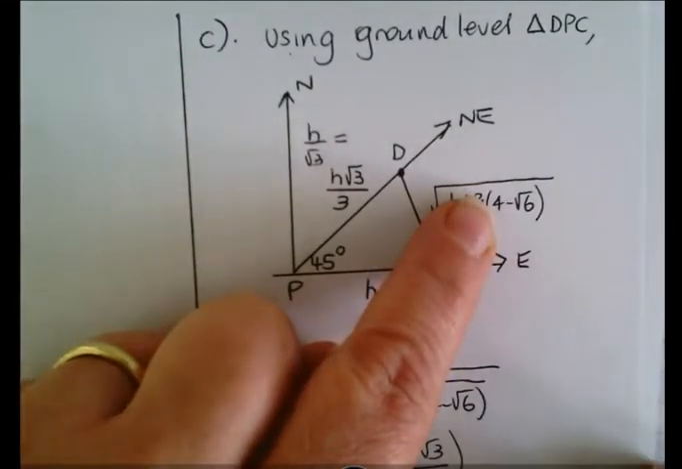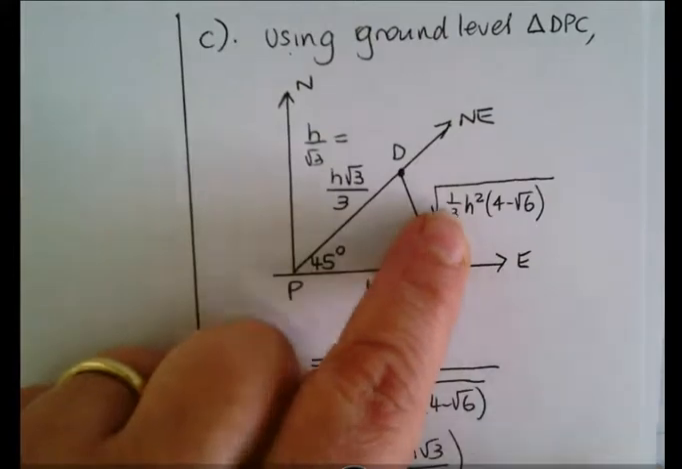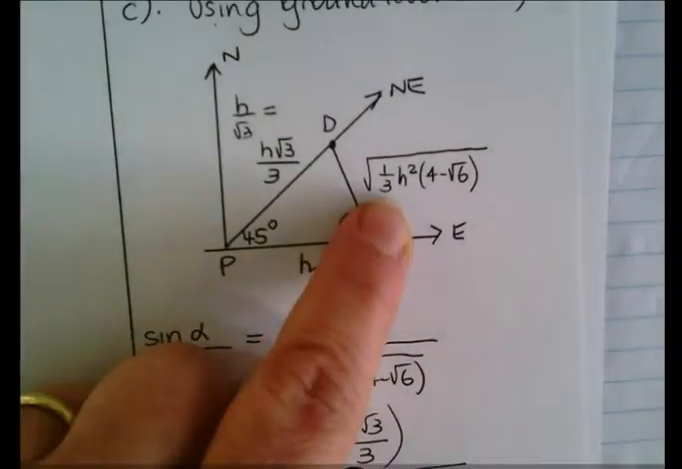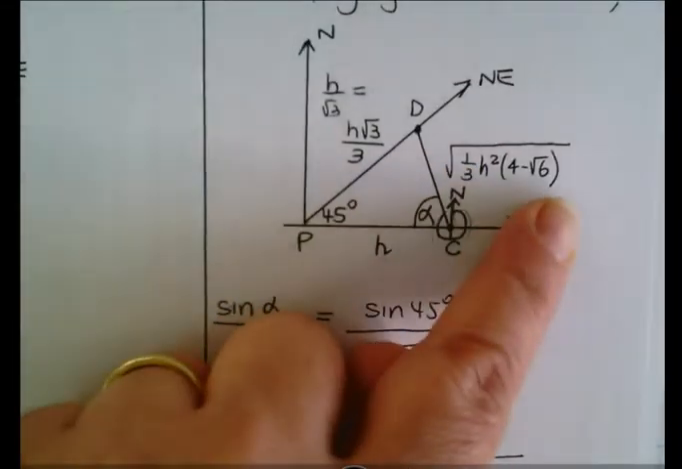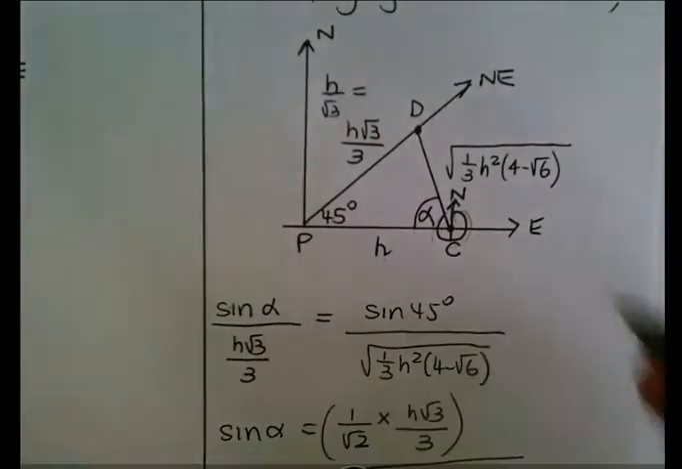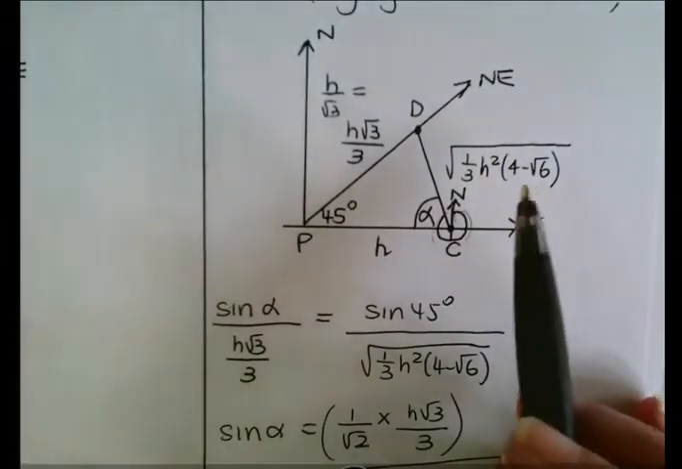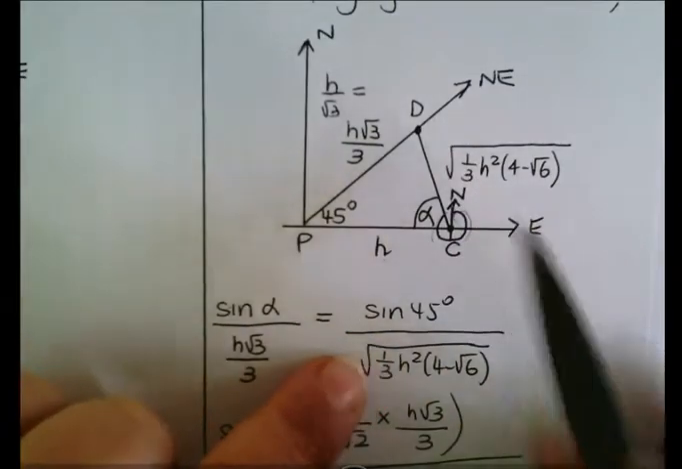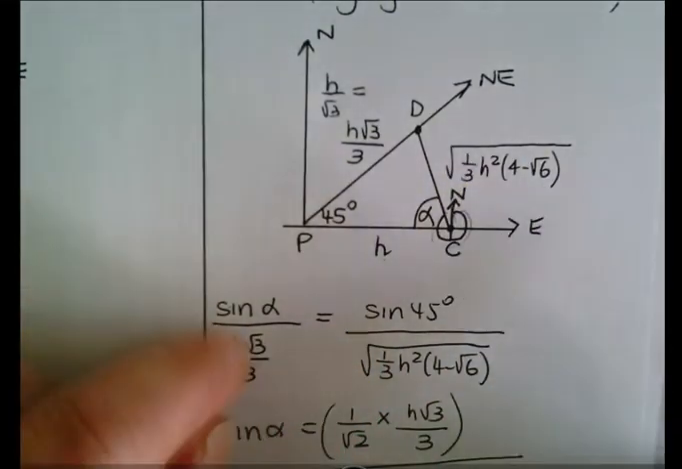I don't know why I've got... Oh, because that's CD squared, ladies. So that was CD squared from part 2, so this is the square root of that. And now we can use the sine rule. That's why I was wondering what was wrong. We can use the sine rule because wasn't part B an expression for CD squared? So CD is the square root of that.